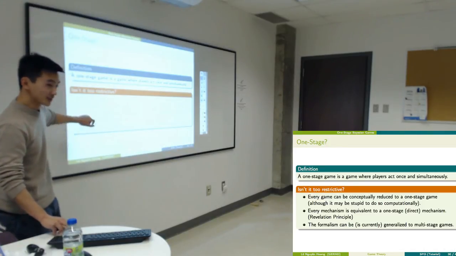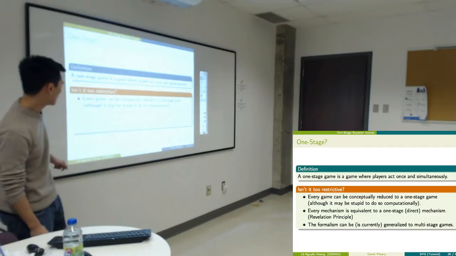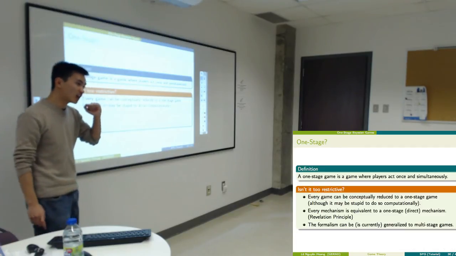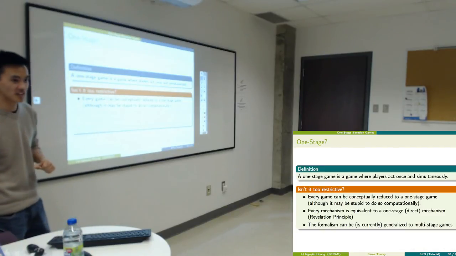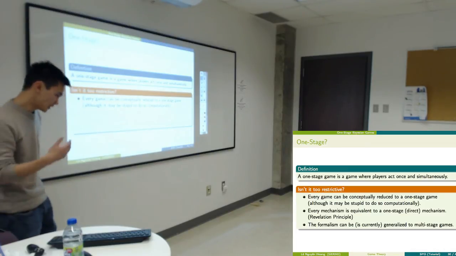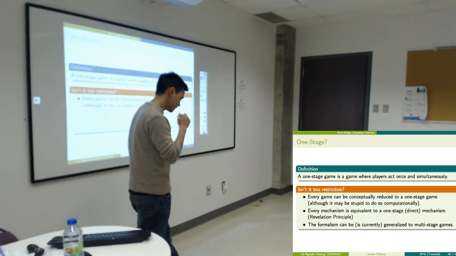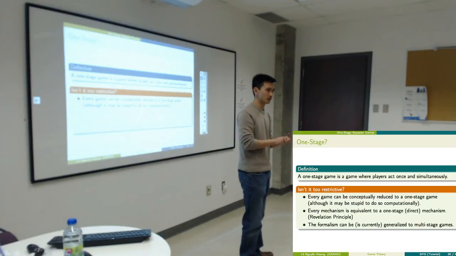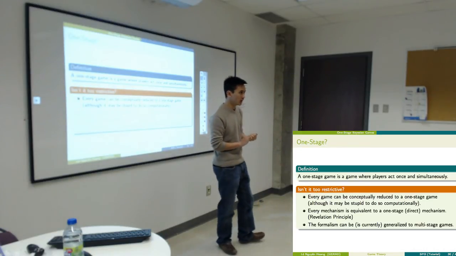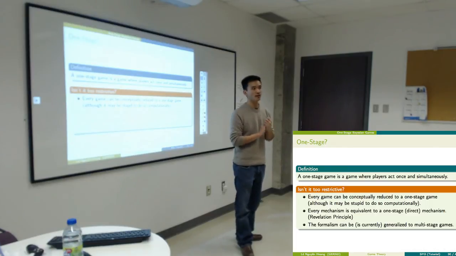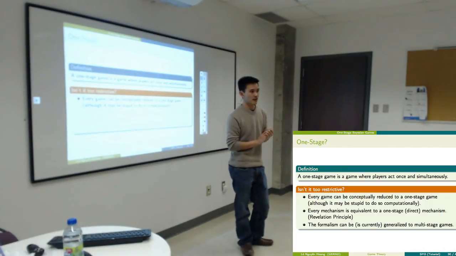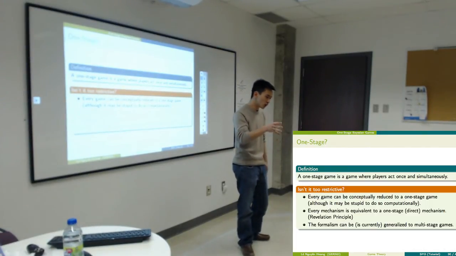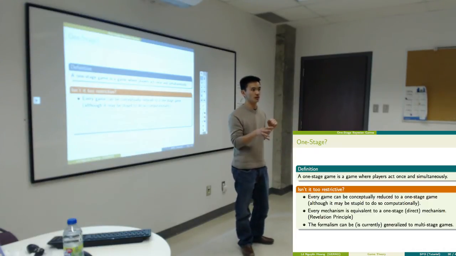Okay. So I have many answers to that. The first one is that every game can conceptually be reduced to a one-stage game. For example, if you take poker, an action in poker can be regarded as a way to react to all the information you have. So you choose to call given all the information of the game that has been given to you earlier.